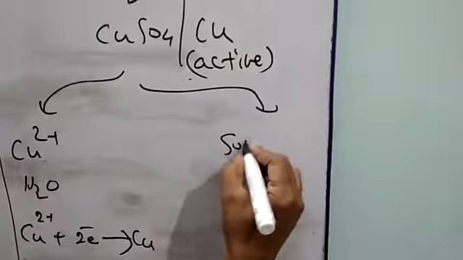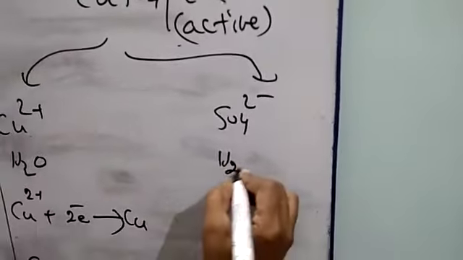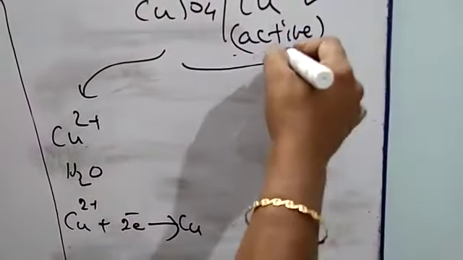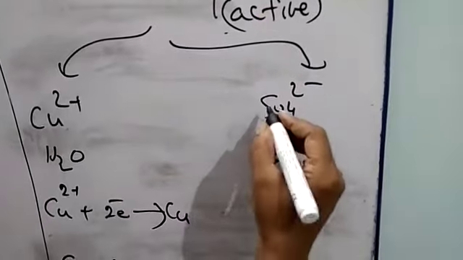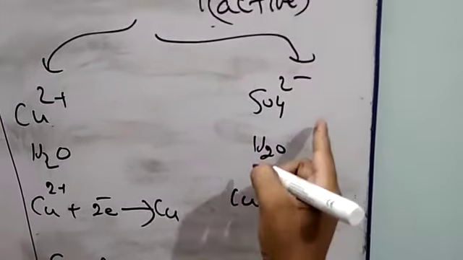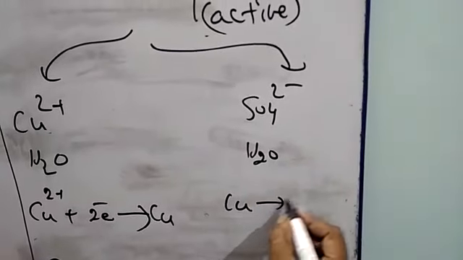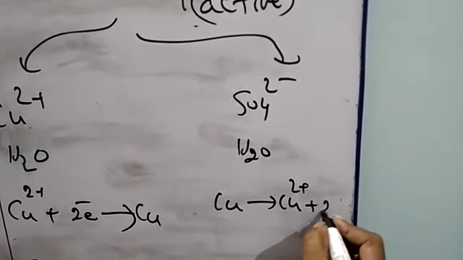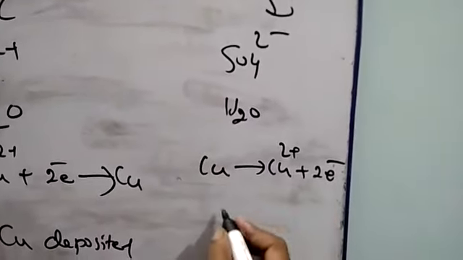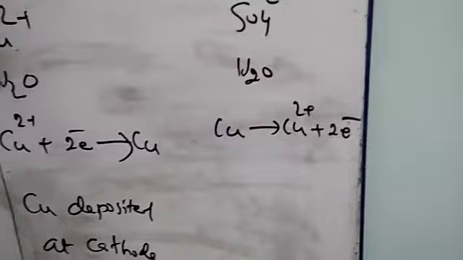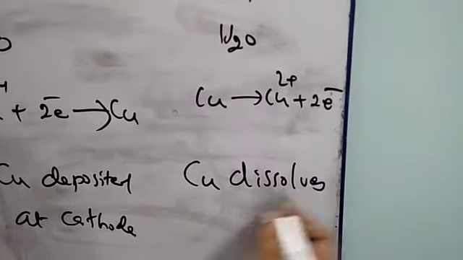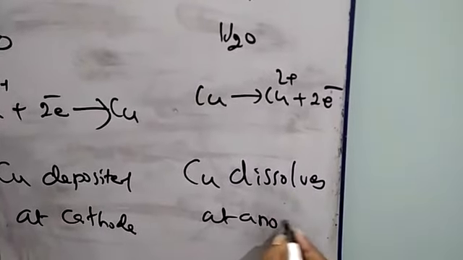Second point, here SO4 2 minus as well as water are present, but the electrode is active. So what is going on is that the copper itself is getting oxidized. The reaction going on is oxidation. It oxidizes to give copper 2 plus and 2 electron. So what does it indicate? The copper dissolves. It goes into the solution at the anode.